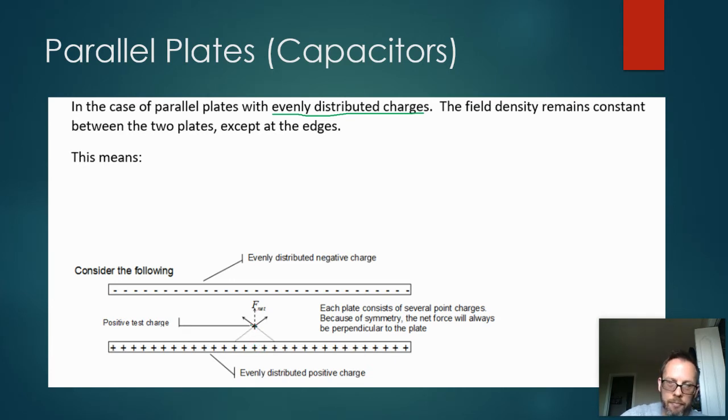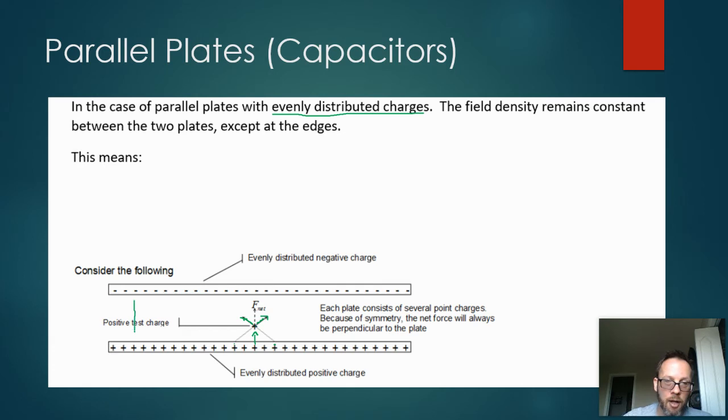So what happens is, at this point, you've got lots of contributions. This charge down here is exerting a force up on that point charge. This one over here is exerting a force up and left. This one over here is exerting a force up and right. But because of the symmetry, you're going to get a net force that is straight up, which is pretty cool. And actually, all the way through between the plates, there's going to be one same constant force or same electric field.